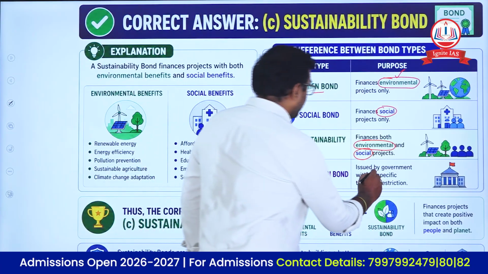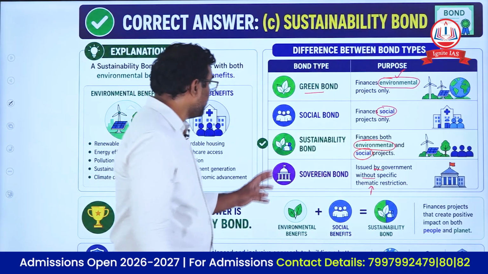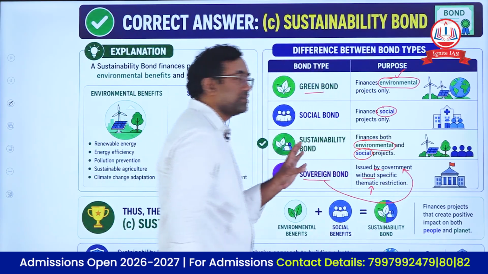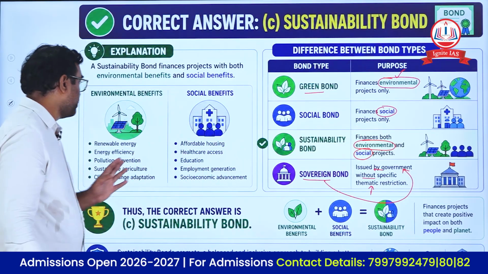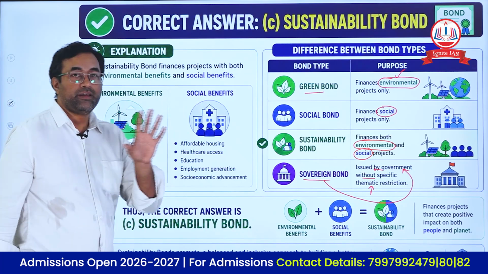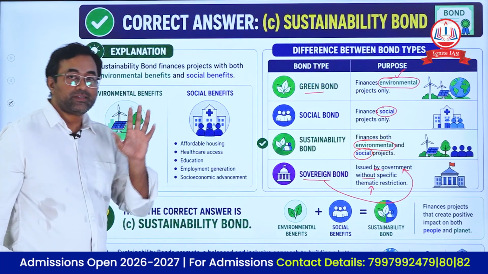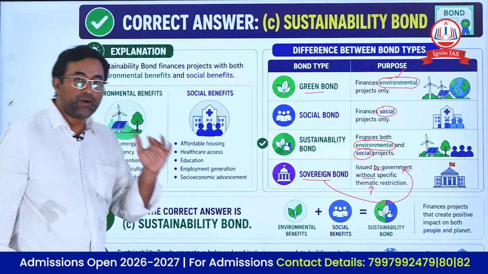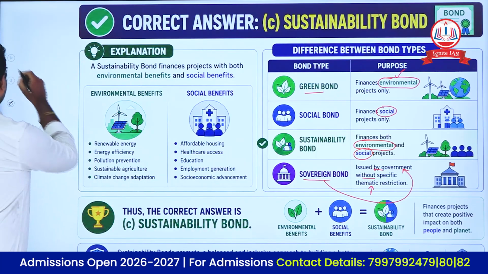Sovereign bonds are issued by the government without specific thematic restrictions. So whenever sovereign comes into the picture, you need to understand it is issued by the government. Here in the question they did not say anything about the government. They have mentioned only environmental benefits and social benefits. If a particular project is being constructed, to finance that project, what type of bonds has to be issued? The type of bonds which need to be issued is sustainability bonds. The answer here is C.